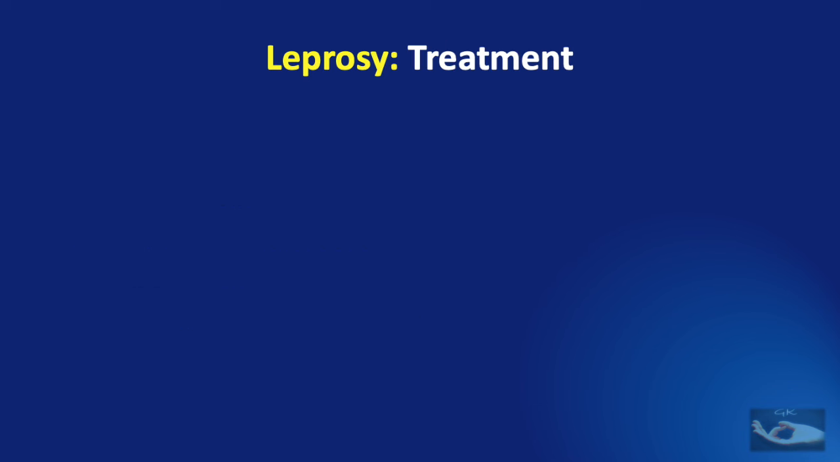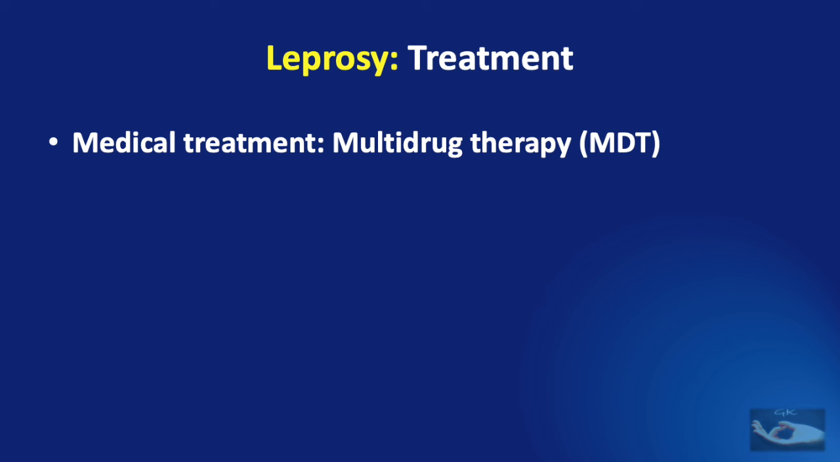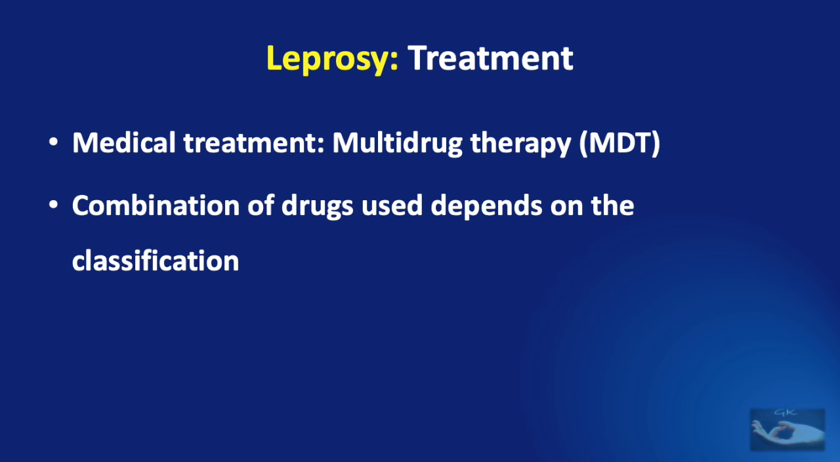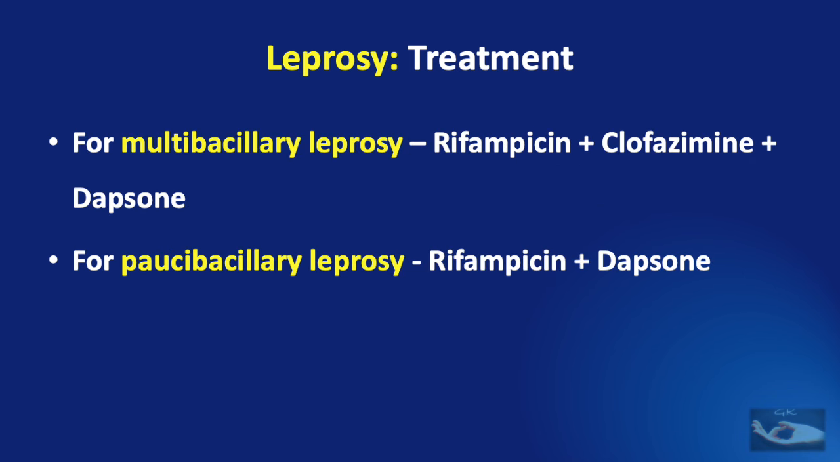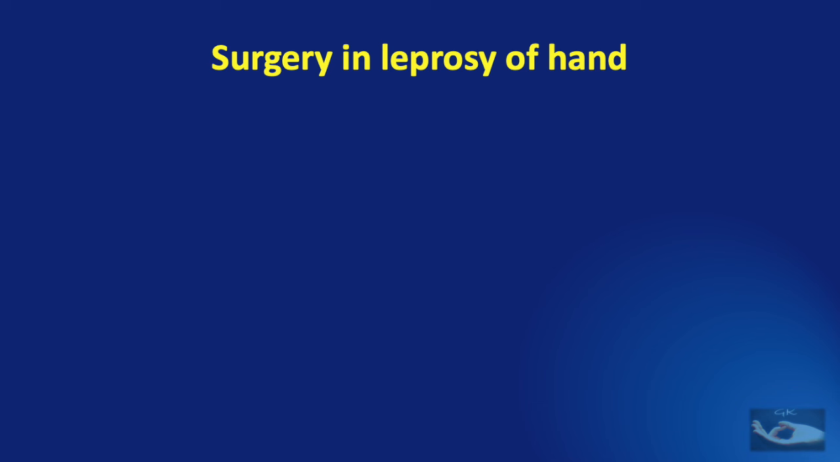The mainstay of treatment of leprosy is medical treatment by multi-drug therapy. Here, a combination of drugs is used, and this combination depends on the classification of the clinical condition and the type of leprosy, whether multibacillary or paucibacillary. Rifampicin is the drug that is used in both types. For multibacillary leprosy, the combination of rifampicin, clofazimine and dapsone is used, and for paucibacillary leprosy, the combination of rifampicin and dapsone is used. The surgical management of leprosy in the hand is also important.